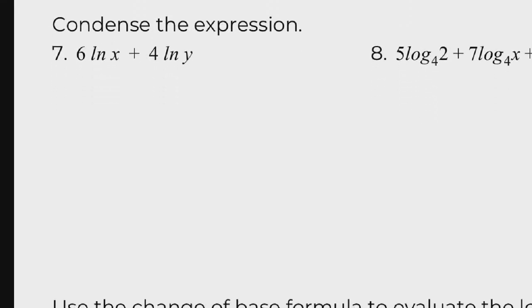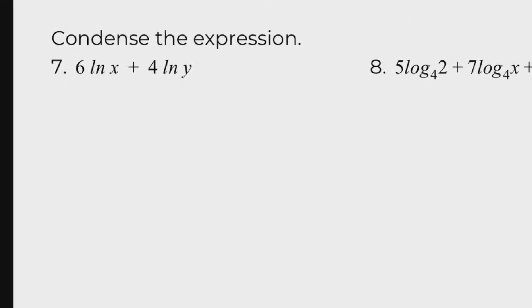Okay, next we want to condense. So that means we have multiple logs or ln's, and we want to bring it to just one. Usually you want to start with the powers and then multiply or divide depending on the sign. Since I have a 6 and a 4 in front, I'm going to bring those up as the exponents. So this would be ln x to the 6th power plus ln y to the 4th power. And since it's a plus sign, that means multiply. So then I'm going to combine those into one ln. This will be ln of x to the 6th power, y to the 4th power.